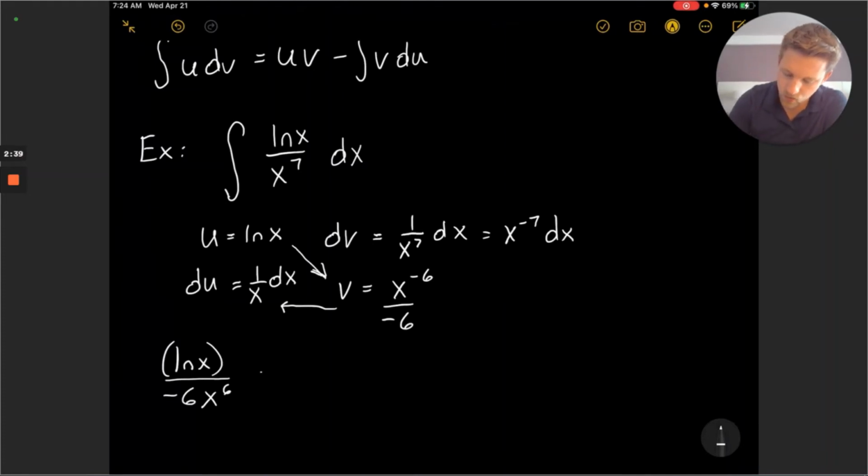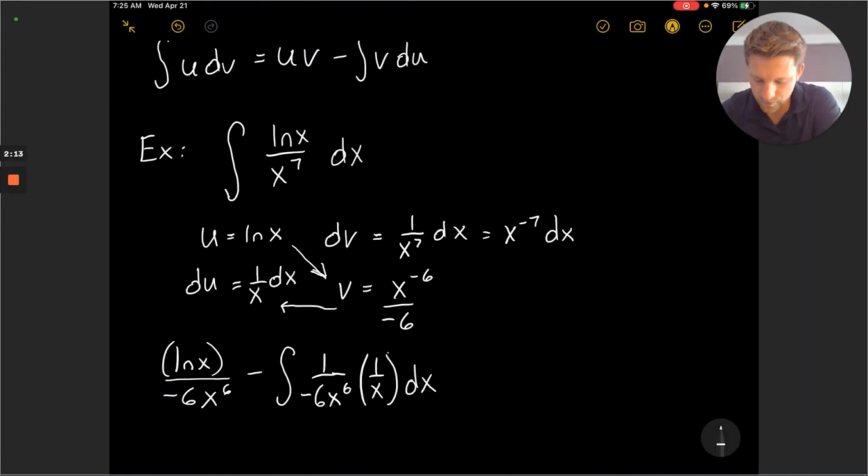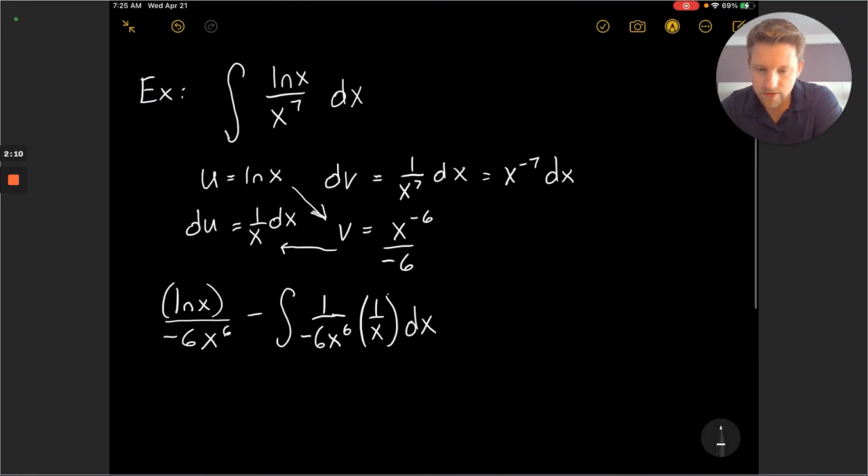If I take a subtraction and integrate my v du, I have x to the negative 6 over negative 6. So that would be really 1 over negative 6 x to the 6th power, if I wanted to put that into the denominator. And then we have 1 over x dx. So this second integral that we're going to want to take here, we can rearrange this a little bit to be helpful in terms of my power rule again.